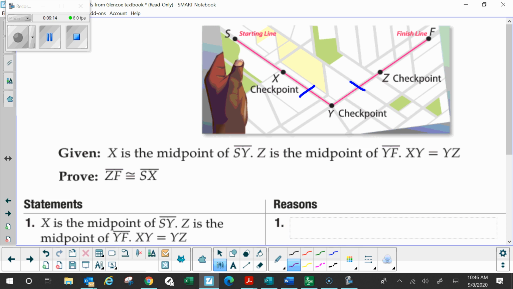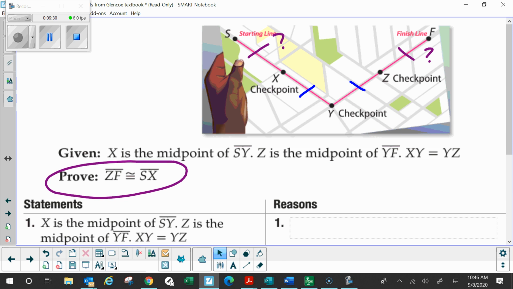We're trying to prove VF is congruent to SX. That's what you're trying to prove. You don't know that yet, so let's try to prove it. What is the reason for number one? What information is this? This is our given information. So the reason would just be given. That is the first thing you should always put. That's the first step in every proof, your given statement.